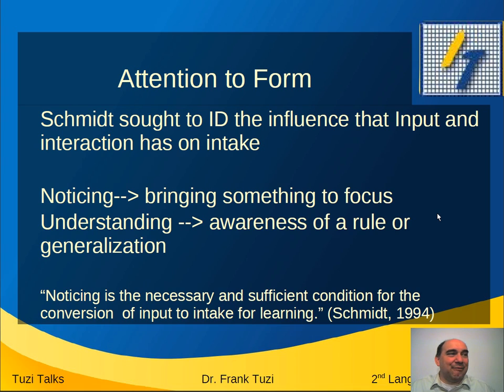Okay, we have looked at the social interaction of things and how this social interaction can augment, whether it's straight input by Krashen, whether it's interaction between groups, whether it's having some forced output within groups. But there's also now an attention to form based on this interaction, based on this social dynamic. Schmidt sought to identify the influence that input and interaction have on intake. And intake, he's talking about the specific awareness of generic rules and generic ideas in language.